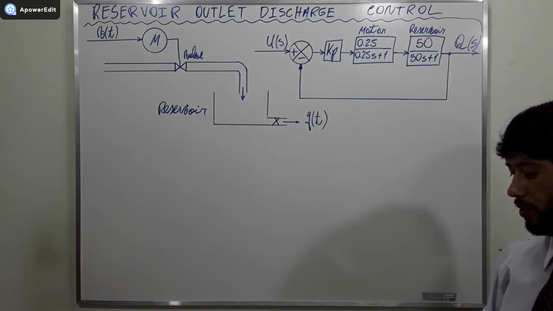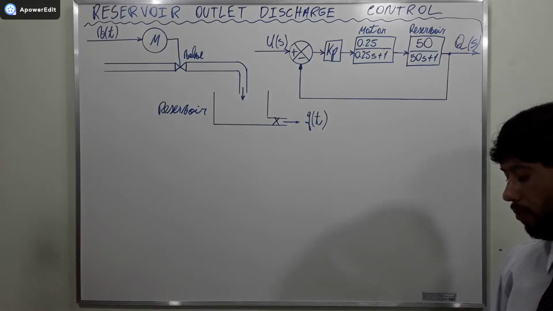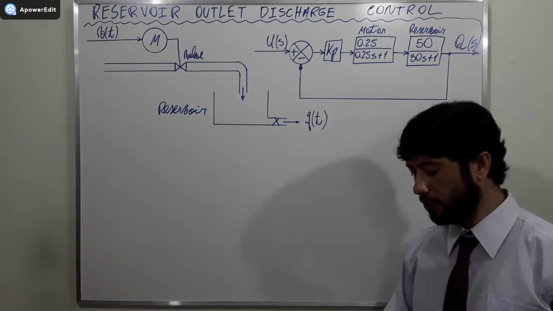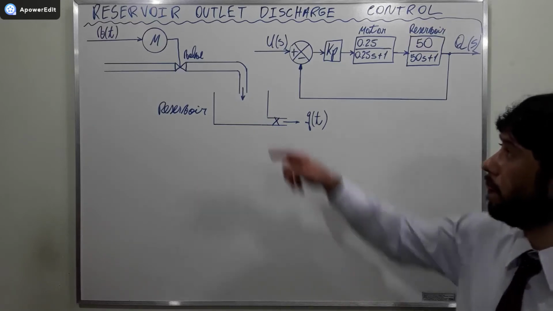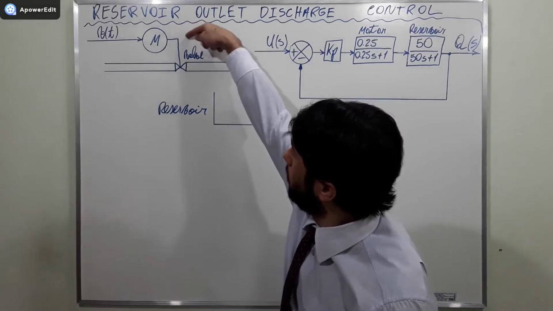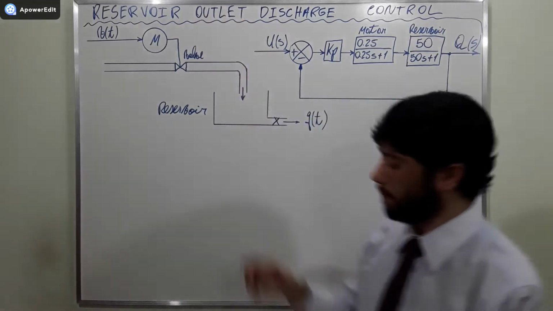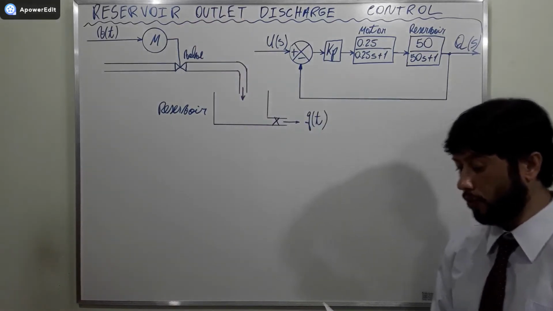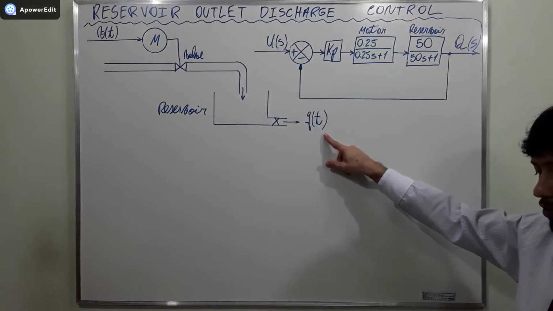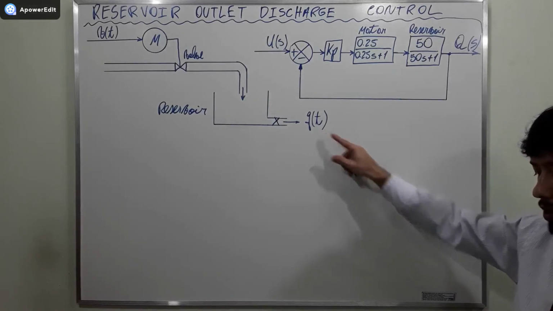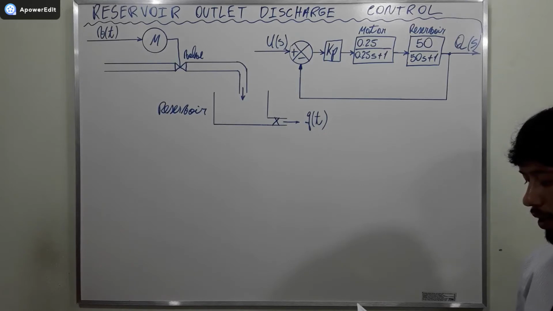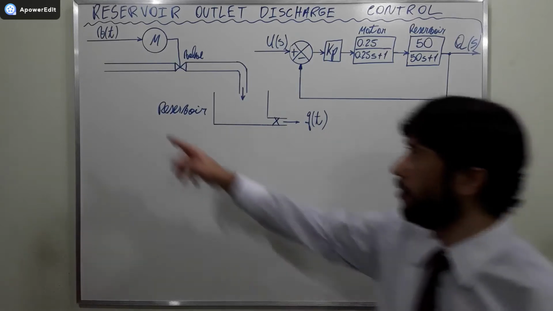The figure illustrates the discharge control system for the outlet of a reservoir by adjusting a valve actuated by a direct current motor. The output flow Q of T is controlled by varying the opening and closing of the valve, which in turn depends on the voltage applied to the motor's terminals V of T.